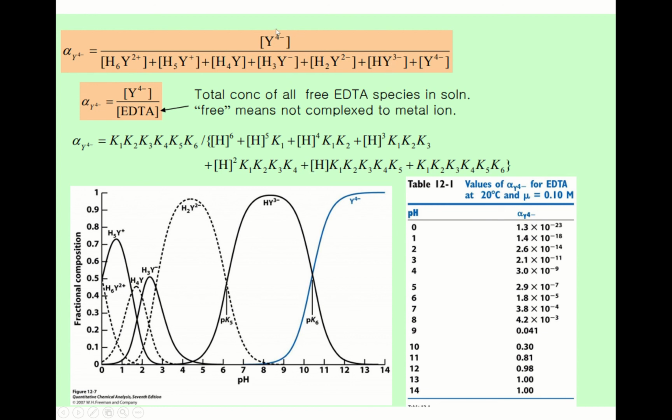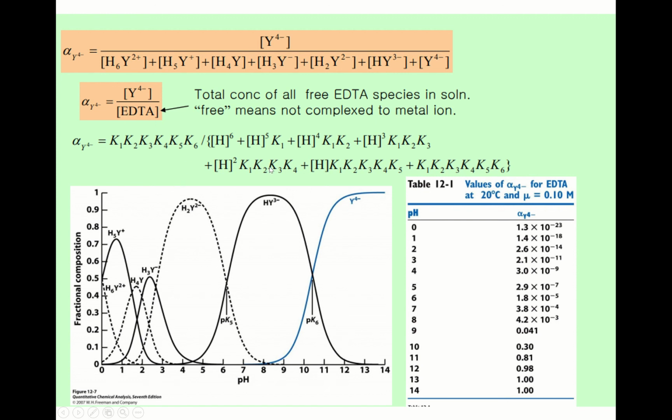Okay, and this one, the numerator is only the Y4 minus concentration. Instead of writing these 6 different forms like this, we simply write [EDTA] in brackets. This is the total concentration of all free EDTA species in solution. What is important is that this is free EDTA. Free means not complexed to a metal ion. Here there are no metal ions. This is a free EDTA form.